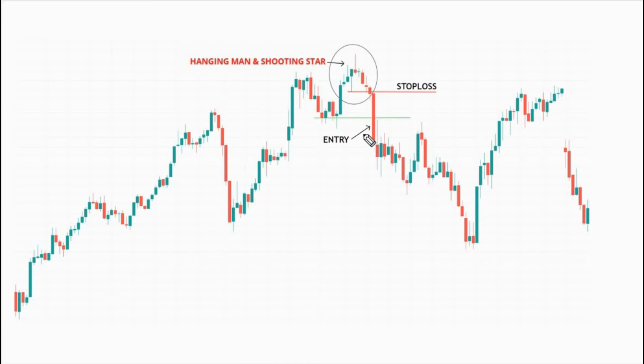Okay, so enter here, see the strong downside momentum candle, which is an indication that sellers are very, very strong at this price area. Enter, SL, see the downside momentum after that.